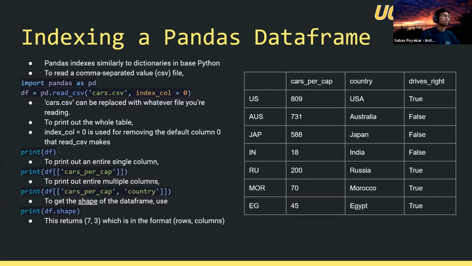And this can also be extended to multiple columns. So if I want to print out cars per cap and country, all part of the same print line, you can just use the double square brackets and separate the labels by a comma. And the last thing that we're going to cover for this particular slide is how we can get the shape of a data frame. If we want to know the exact dimensions that our data frame was built from, we can do df.shape. When we create our data frame, it will also store all of the rows and columns that were created inside of our shape variable. So in order to access that information, we would just do df.shape. Let's go ahead and see what that looks like in code.